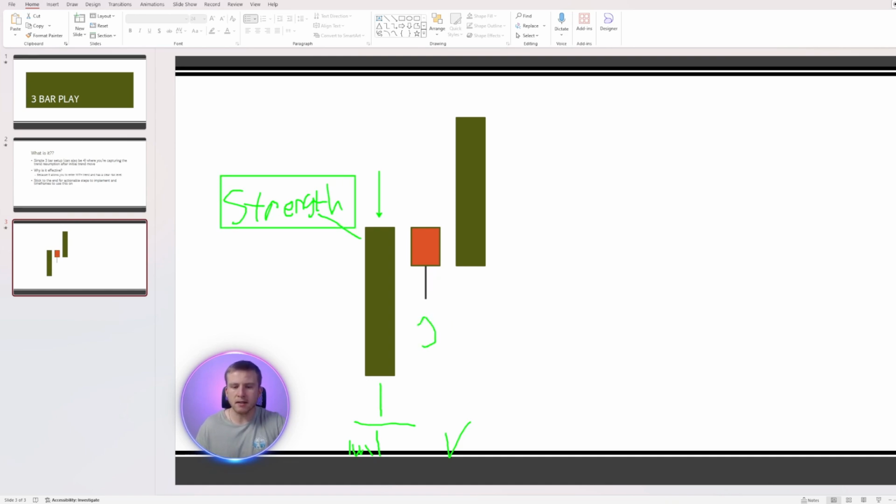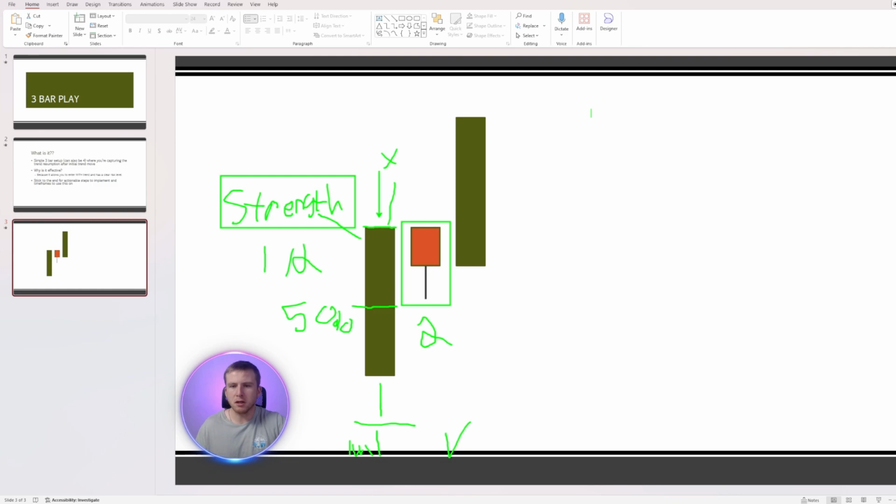Number 2, on this second bar, you want to see a pause from this strength. Ideally, it maintains within the high of this bar here and does not draw down over 50% of this bar. So the best ones will stay in the top half of this first bar, and they do not break this high right here.